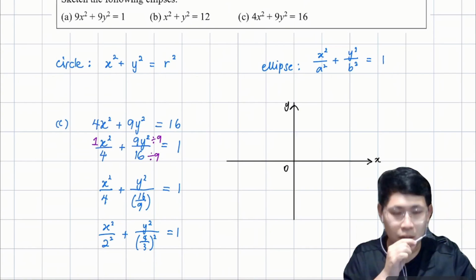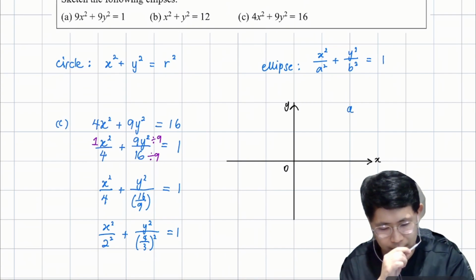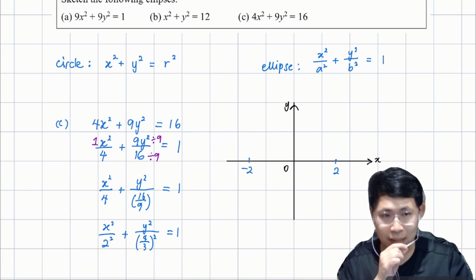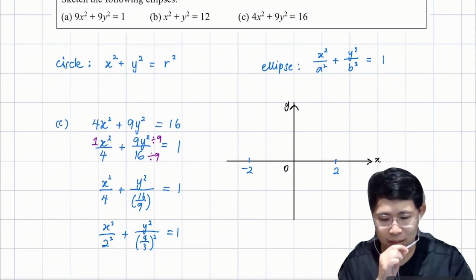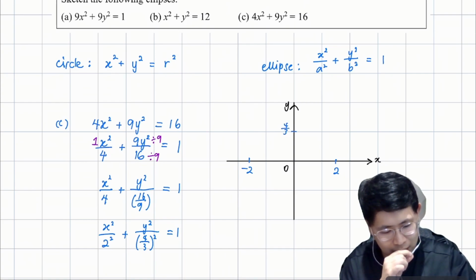Okay. Last but not least, to sketch. The value of a over here will give me the horizontal length, which means here must be 2 and here must be negative 2. Then the value of b over here will give me the vertical length, 4 over 3. So over here, I will have a 4 over 3 on top and a negative 4 over 3 at the bottom. Let me rearrange a bit.